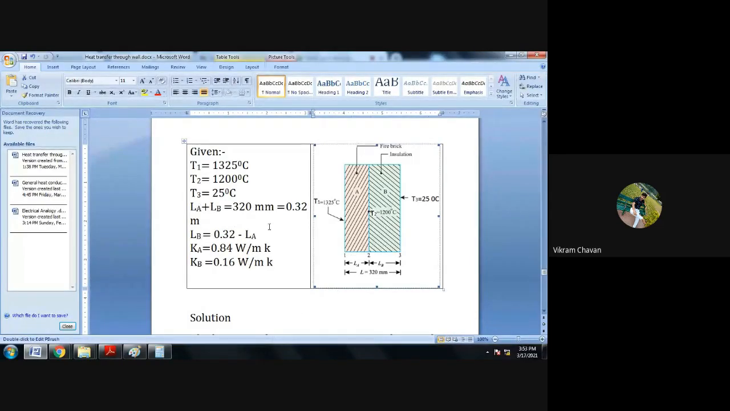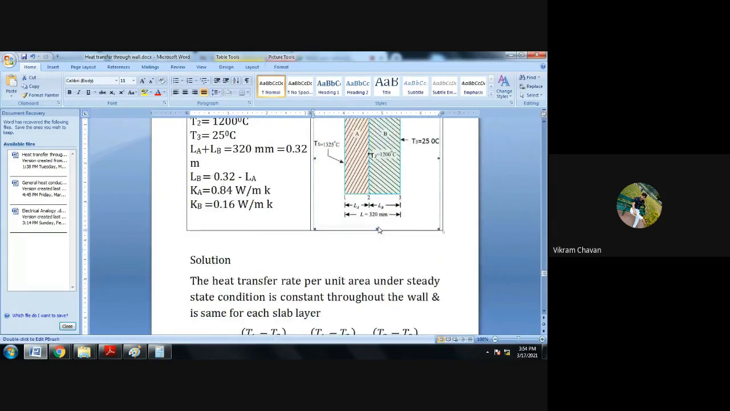Now further, we know that the total heat transfer through the complete slab is equal to the heat transfer through slab A, which is equal to the heat transfer through slab B. Means, the heat transferred through the complete slab is the same as the heat transferred through slab A and the same as through slab B. This is our most important statement for a composite slab.